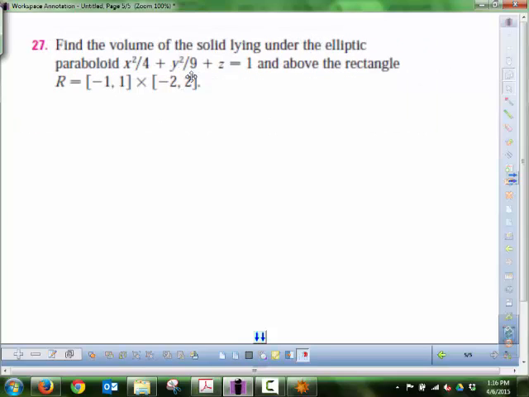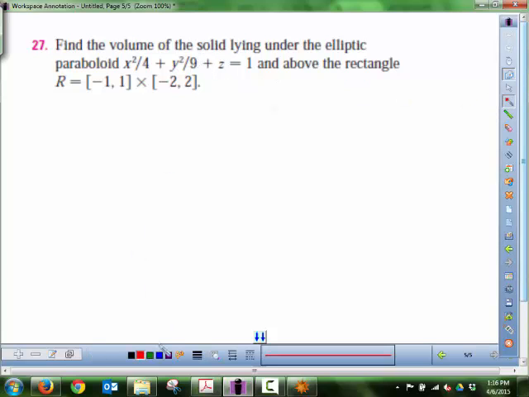Find the volume of a solid under the elliptic paraboloid and above the rectangle from -1 to 1, -2 to 2. All right. What is that? That is a surface that can be described as a function. So the double integrals that we're dealing with are z is equal to f of x, y functions. Those are the functions that go inside of the integral. So those are the integrands.